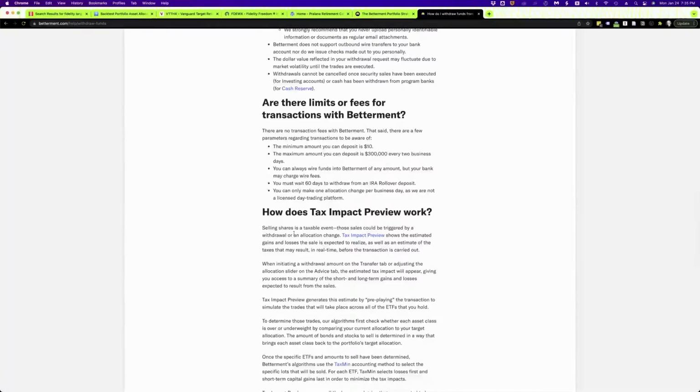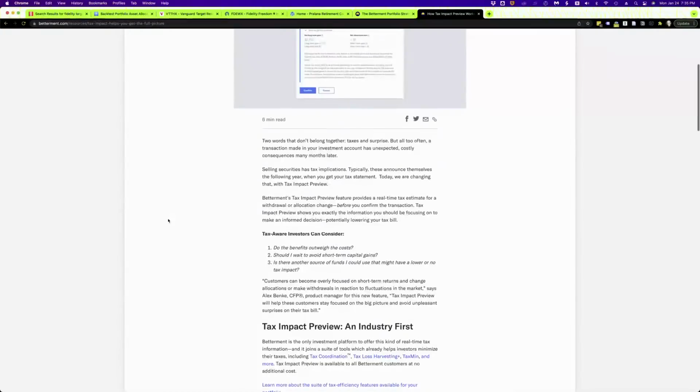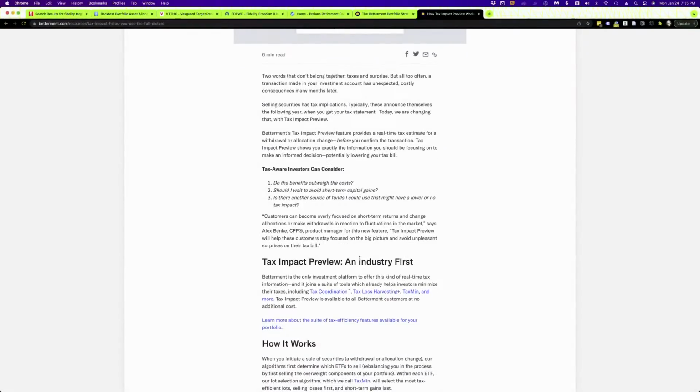Here we go. Selling shares is a taxable event. Those sales could be triggered by a withdrawal or an allocation change. Tax impact preview, which I think is a feature they offer, shows the estimated gains and losses the sales are expected to realize. And we can click on that link. And they walk through that tool. So that might be useful too. They say it's an industry first.